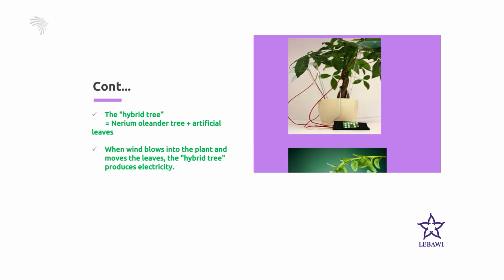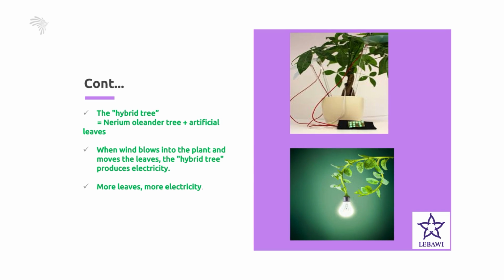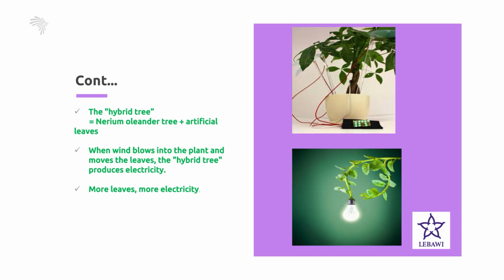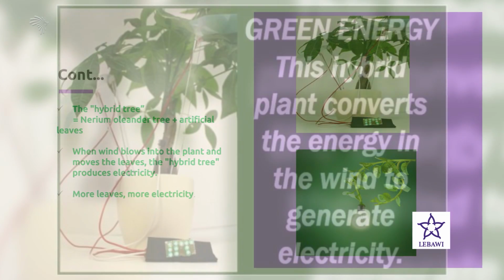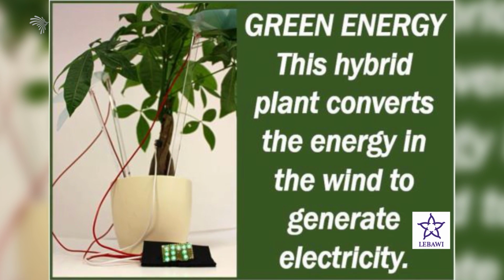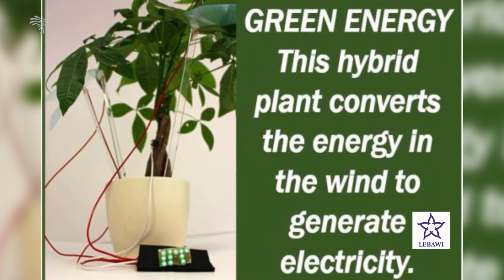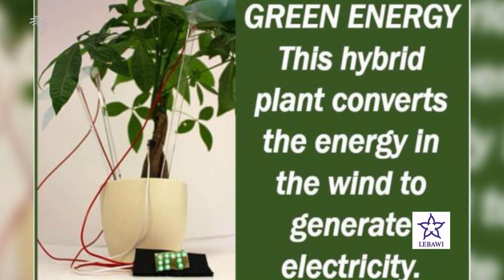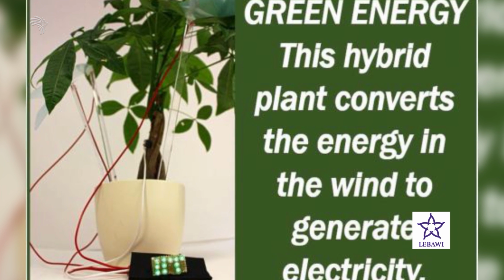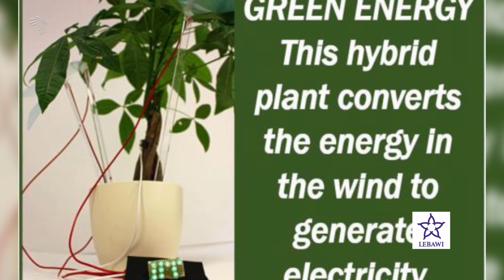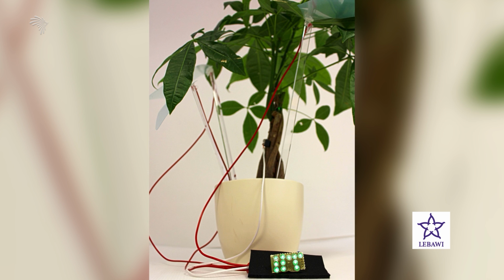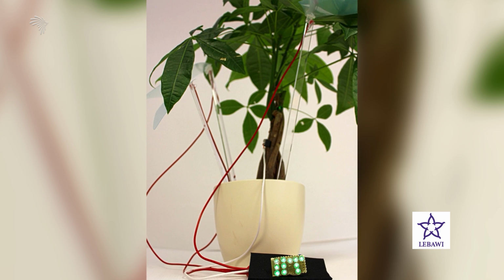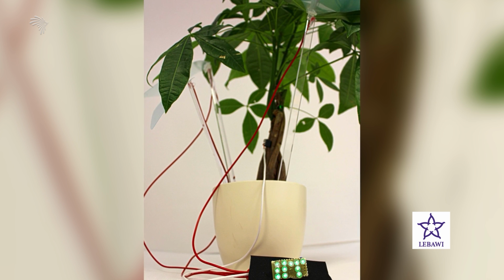Researchers also showed that a hybrid tree made of natural and artificial leaves can act as an innovative green electrical generator, converting wind into electricity. When wind blows into the plant and moves the leaves, the hybrid tree produces electricity. The electricity generated increases the more leaves are touched. Consequently, it can be easily upscaled by exploiting the whole surface of the foliage of a tree or even a forest.